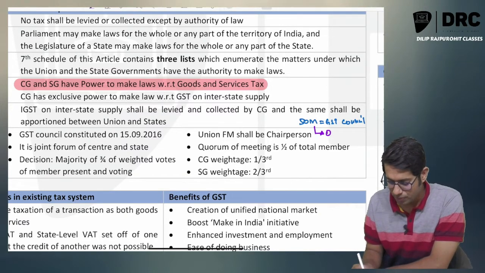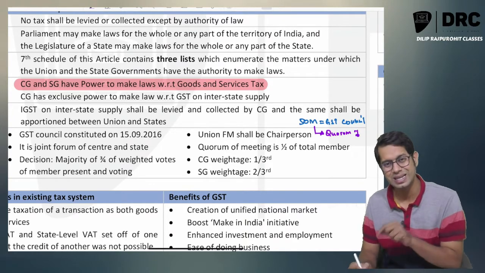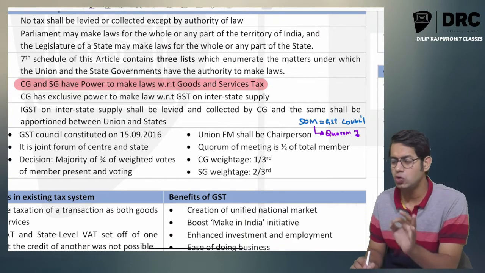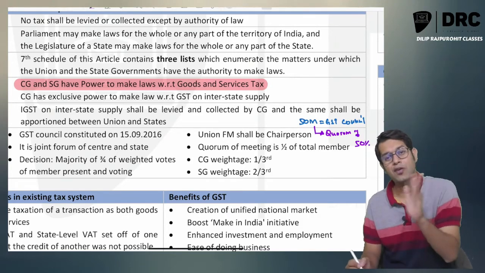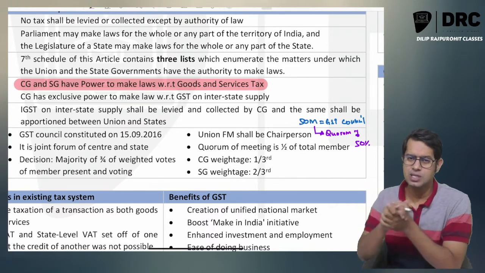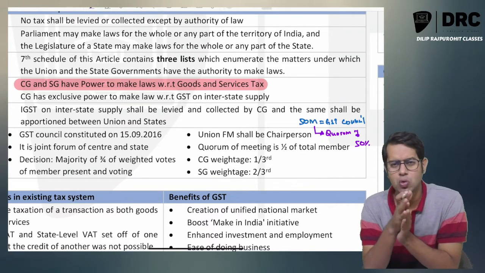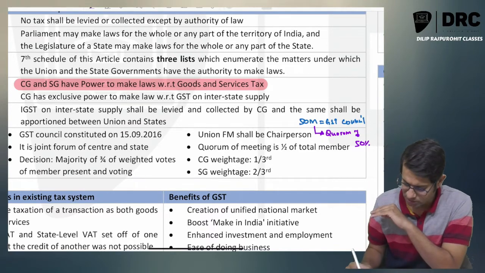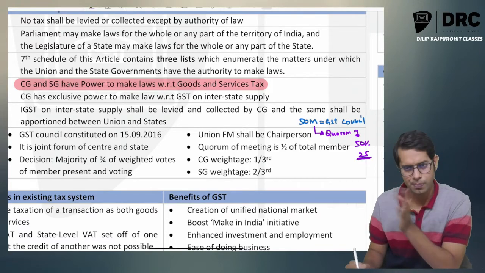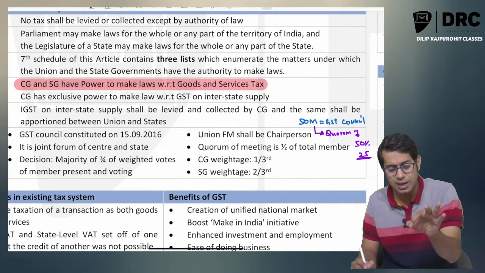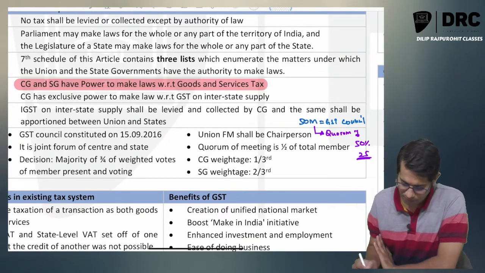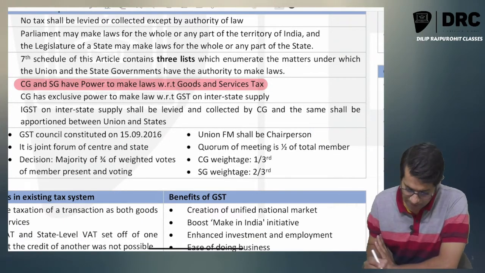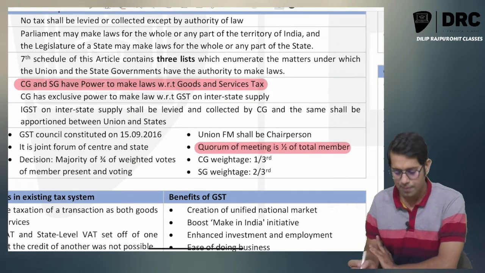The quorum, that is the minimum number of people who are required to be present for a meeting to be valid in the GST council, is 50%. So half of the total number of members is the quorum of the GST council. If 25 or more members are present in a particular meeting, then it is a valid meeting. So the quorum of a GST council meeting is how much, sir? Half of the total number of members.